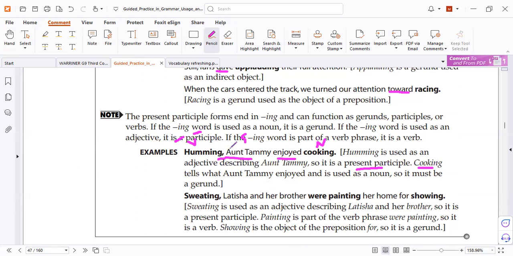So who was humming? But she enjoyed it. Humming. This participle is done by the subject, so it's a verb already, like the verb sweating. Who? Latisha and her brother. This is the subject. But this is the verb of the sentence. But that is a present participle because of the comma, and that is a verb. And that is a gerund. Oh, three in one sentence. Why not? The writer is intelligent.